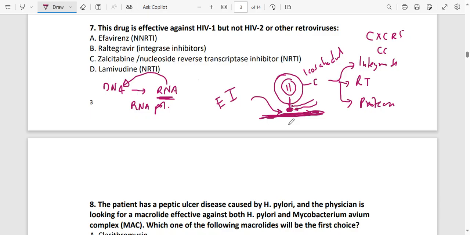When this guy enters, we are now going to convert RNA into DNA using the enzyme reverse transcriptase. So other drugs that we can give will inhibit the conversion of RNA to DNA. So this is number one. So number two will be reverse transcriptase inhibitors. And then when we form the DNA, this DNA of the virus is now going to be incorporated into our DNA.